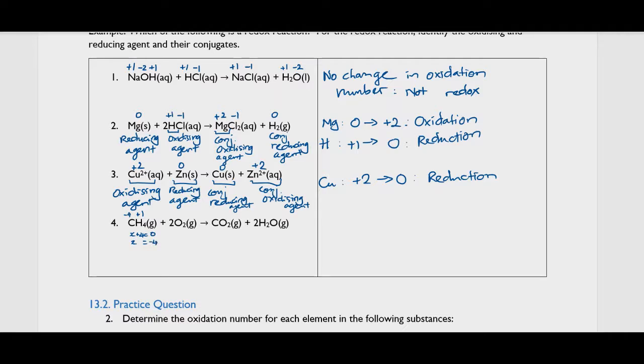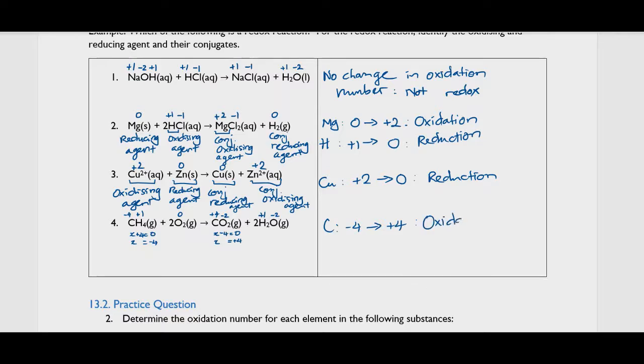Oxygen, O2, is a pure substance, so the oxidation number of oxygen is 0. In CO2, each oxygen is -2, so the 2 oxygens would be -4, and then they have to add up to 0 again. So in this case, the oxidation number of carbon is +4. And then lastly, I have H2O. Oxygen is -2 and each hydrogen is +1. So let's observe this and see whether there's any change in oxidation number. Carbon has gone from -4 to +4, so carbon has undergone oxidation.